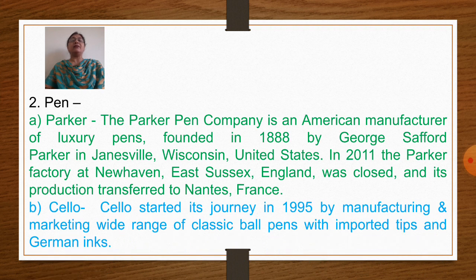Next brand, Cello. Cello started its journey in 1995 by manufacturing and marketing a wide range of classic ball pens with imported tips and German inks.